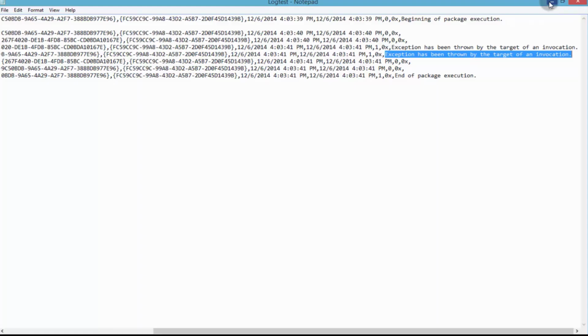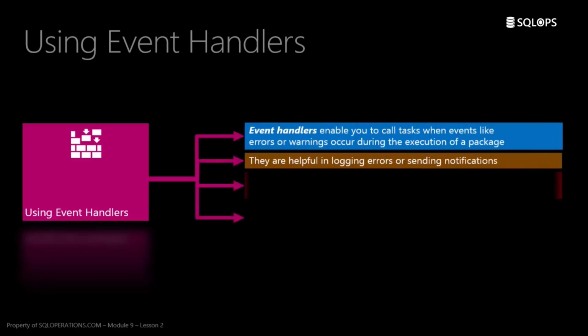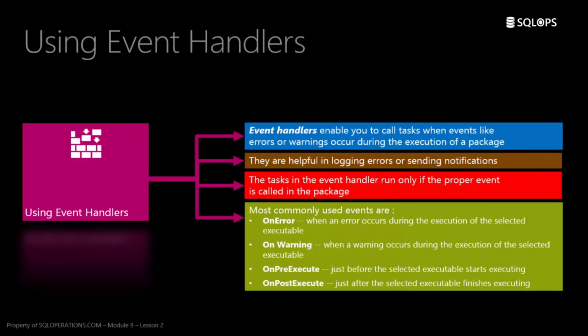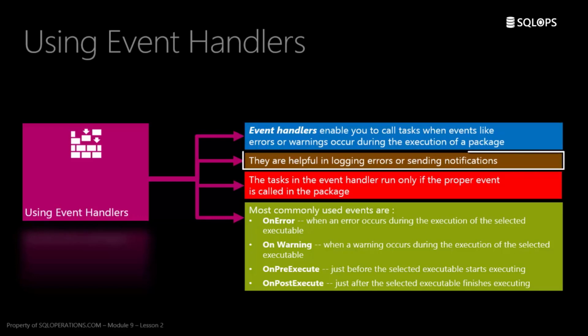Now that you've learned how to do logging, let's see how to use event handlers. Although the main tasks of SSIS packages exist in either the control flow or the data flow, the Event Handlers tab is another tab that is very useful when you're creating a package. Event handlers enable you to call tasks when events like errors or warnings occur during the execution of a package, which can be helpful in logging errors or sending notifications.